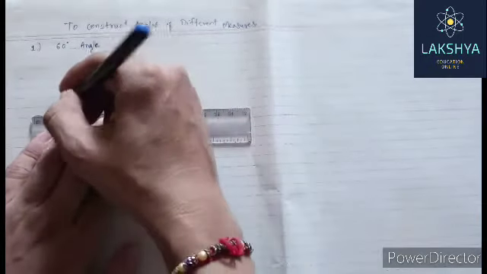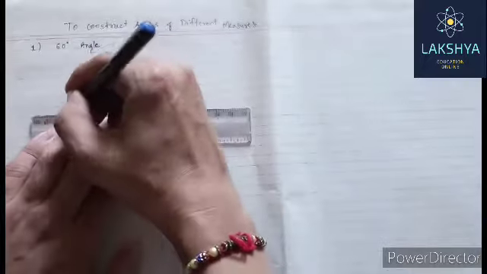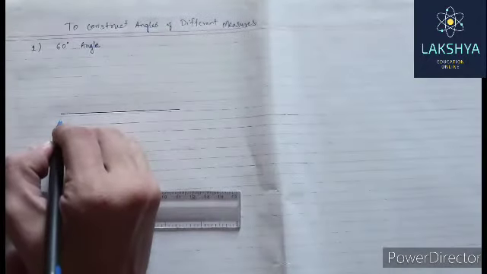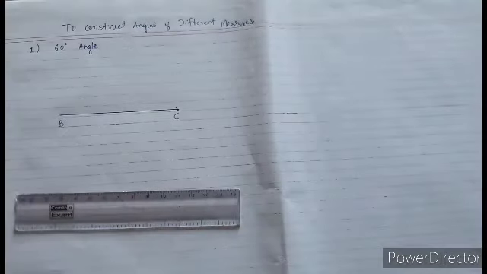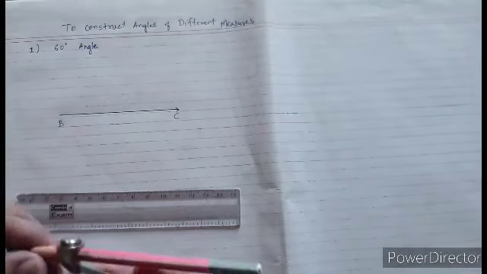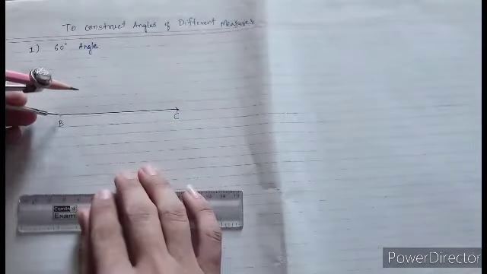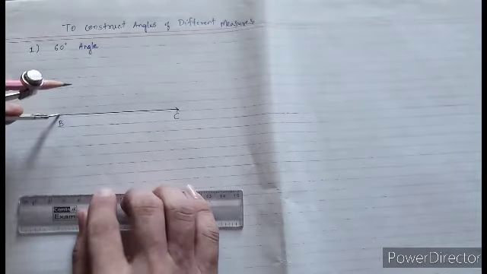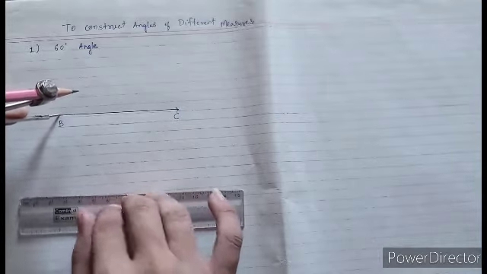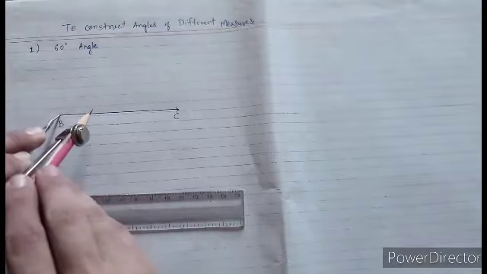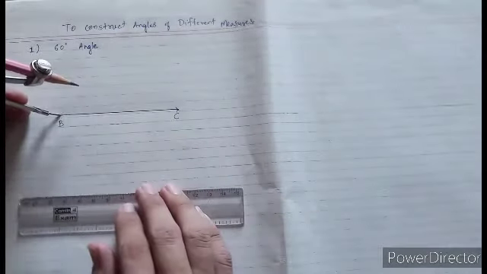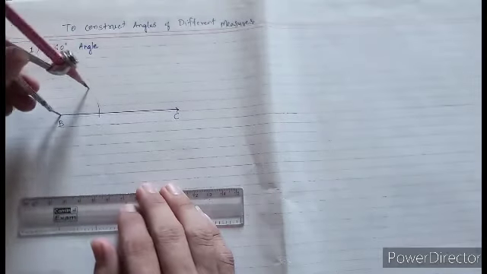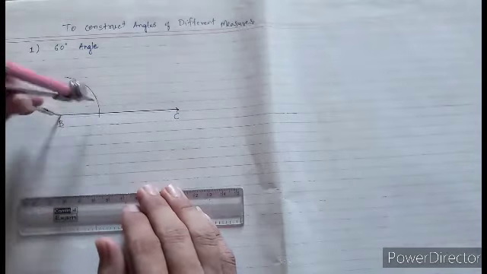We will make a ray BC, horizontal ray. Suppose we name it BC. Now on this ray we have to make an arc using your compass rounder. Put the point of the rounder on point B, taking any arbitrary radius, means you can use any radius suitable for you. Make an arc on this ray BC like this.